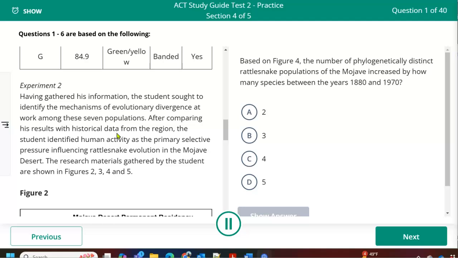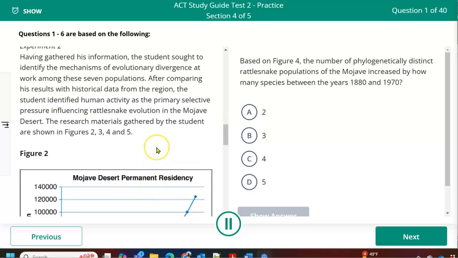Experiment 2. We have to keep going a little farther because I see the first question is based on Figure 4, and we haven't even gotten to Figure 2 yet. Having gathered this, the student sought to identify the mechanisms of evolutionary divergence. After comparing his results from historical data, the student identified human activity as the primary selective pressure. All right, human activity. Okay.